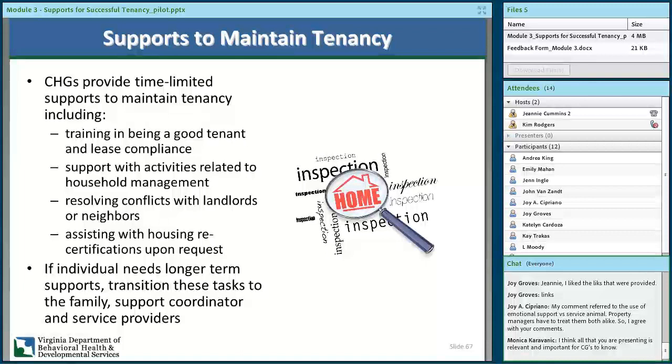However, it's important to remember that if individuals need supports on a longer-term basis beyond the service authorization period, the Community Housing Guide can collaborate with the family, support coordinator, and service providers to transition these supports.